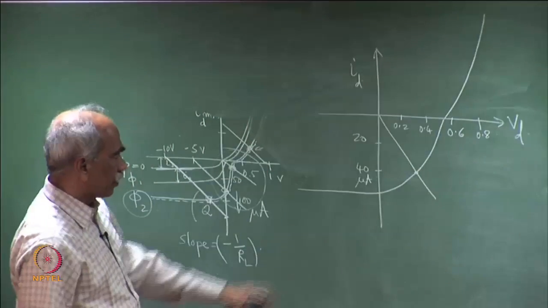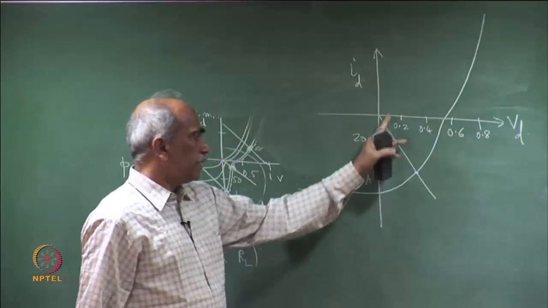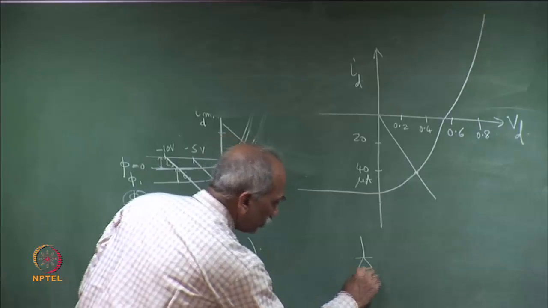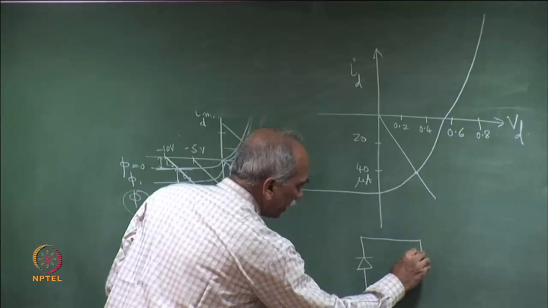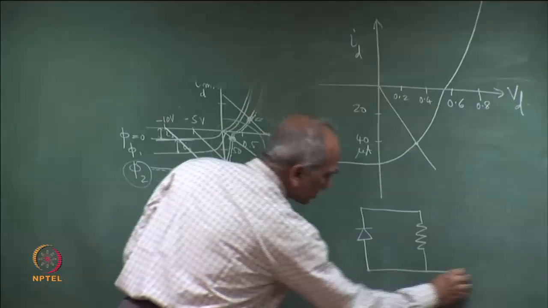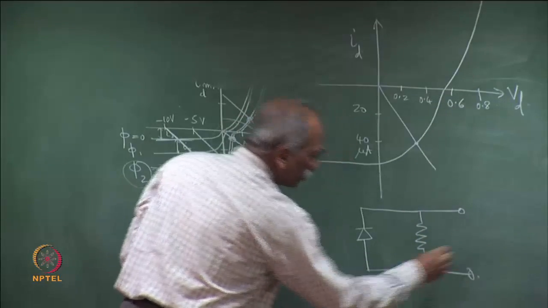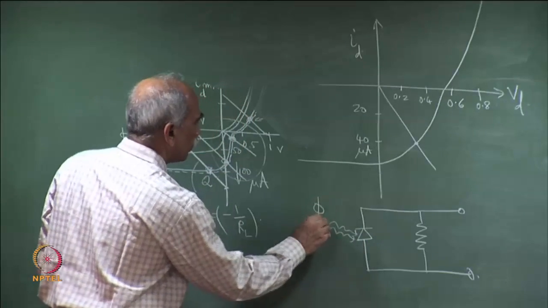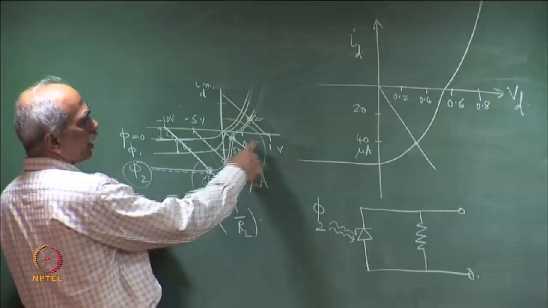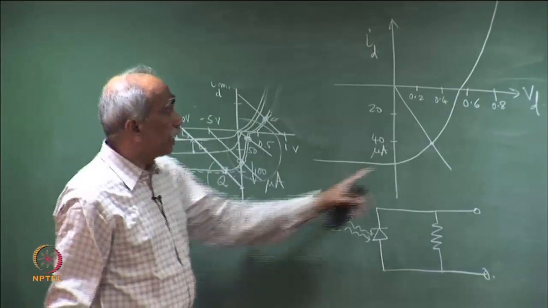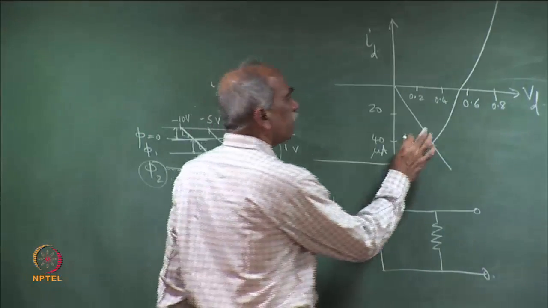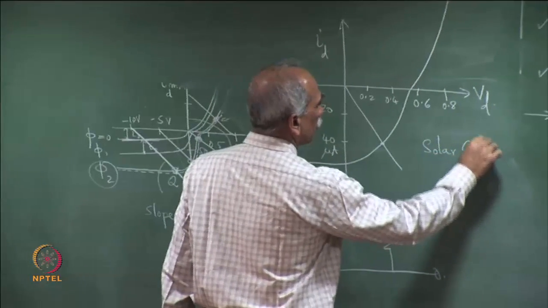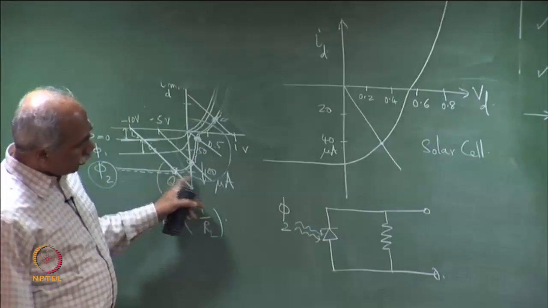So, what does this mean? We are looking at a photodetector, a photodiode here, and a load resistance across it here, and incident photon flux phi 2. So, the same curve, I have expanded this part of the curve. So, we are in the fourth quadrant. This is the region of operation of a solar cell. There is no bias applied.